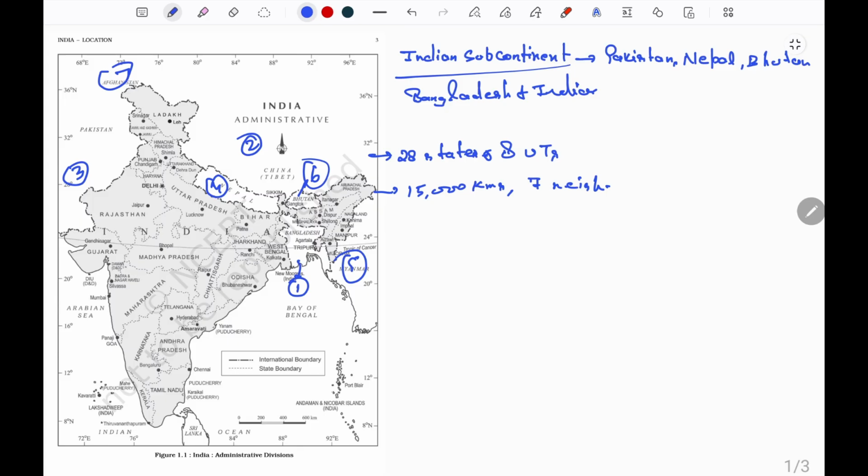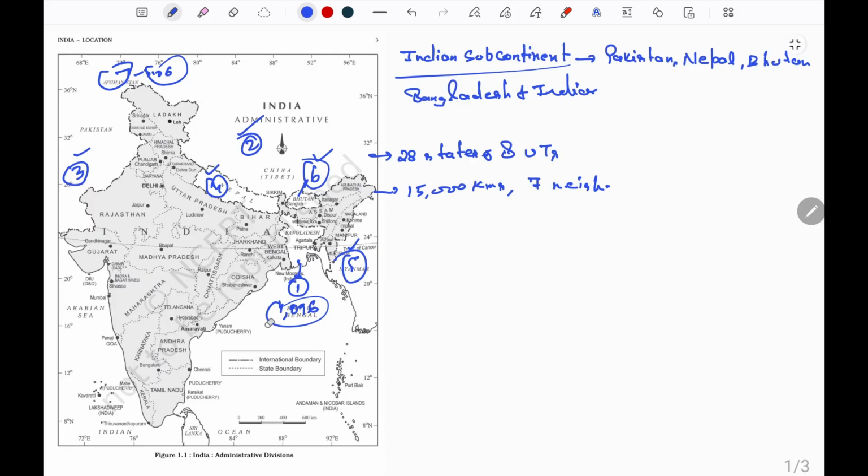So India shares its maximum land border with Bangladesh, that is around 4,096 kilometers. Thereafter comes China, Pakistan, Nepal, Myanmar, Bhutan, and Afghanistan. India shares only a border of 106 kilometers with Afghanistan.